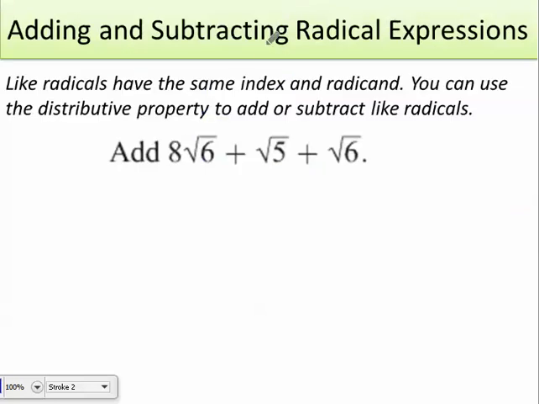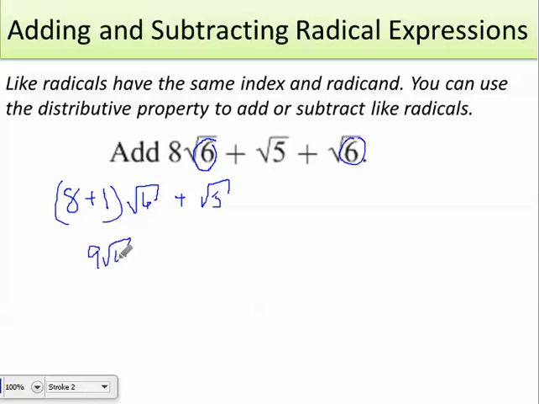Okay? Now, what do we do about adding and subtracting radical expressions? Well, as long as they're the same numbers underneath the radical, you can treat them like they are the distributive property. So I would rewrite this one as 8 plus 1 times the square root of 6 plus the square root of 5. Well, 8 plus 1 is 9, so I would get 9 square roots of 6 plus the square root of 5. Hope you can see what I'm doing there.